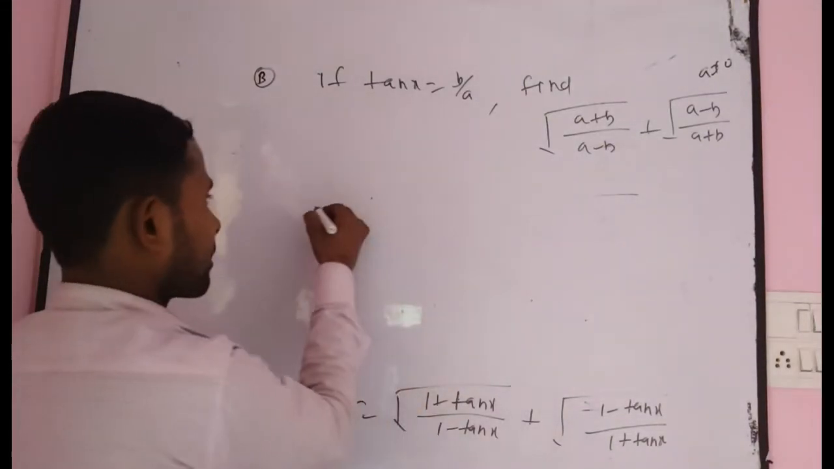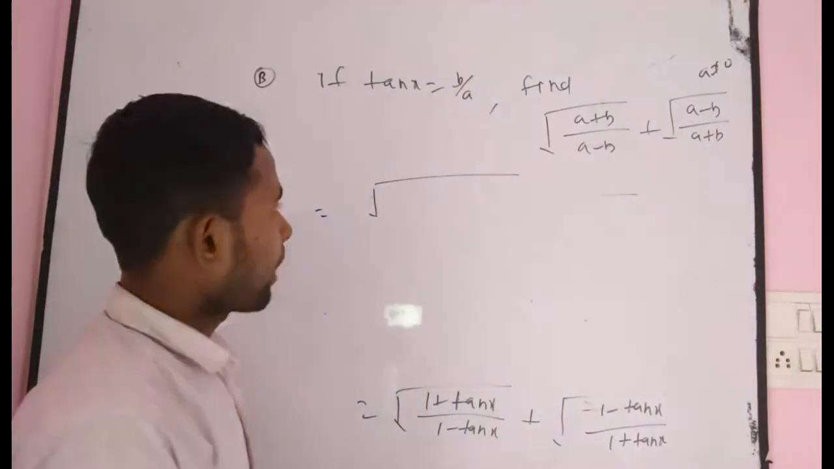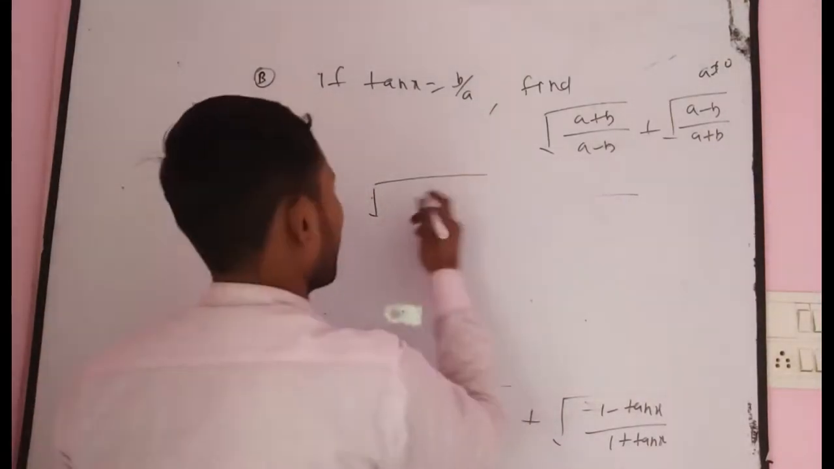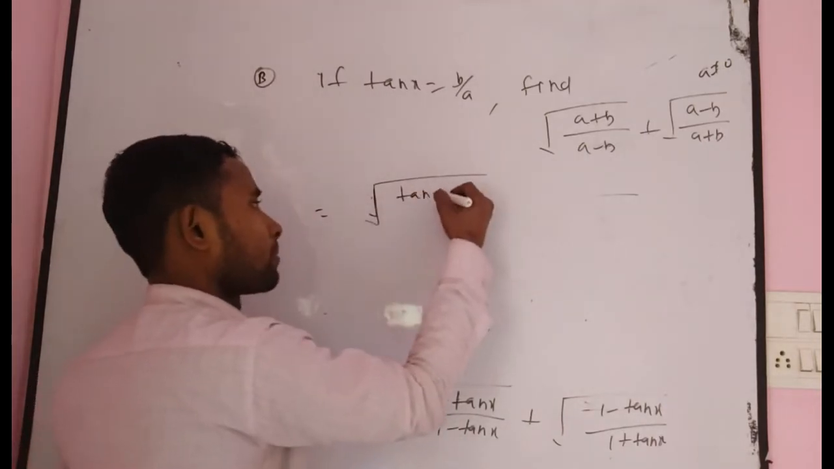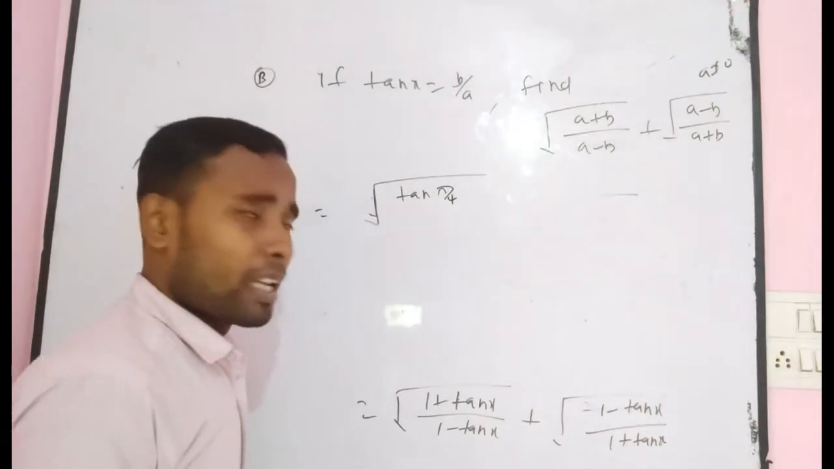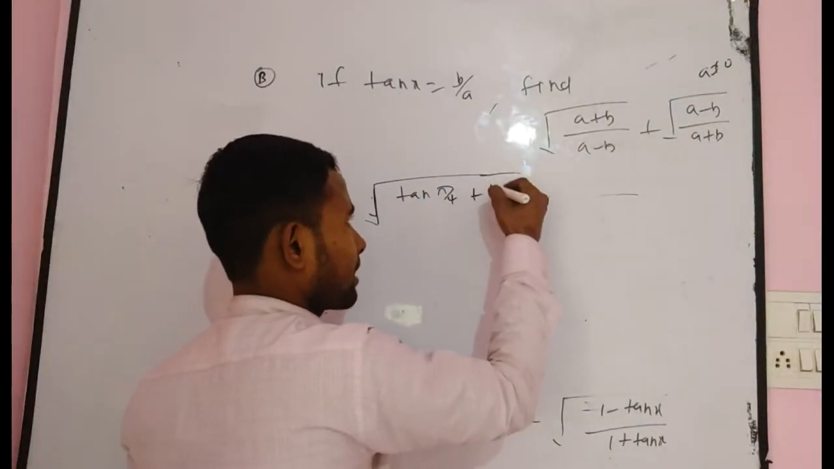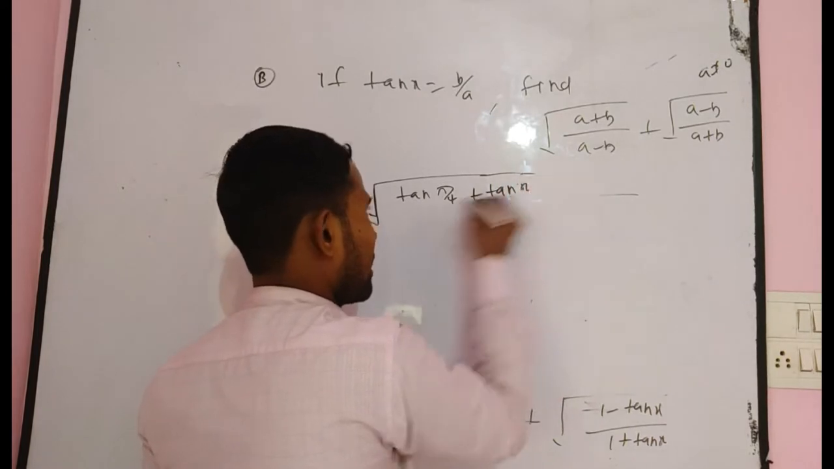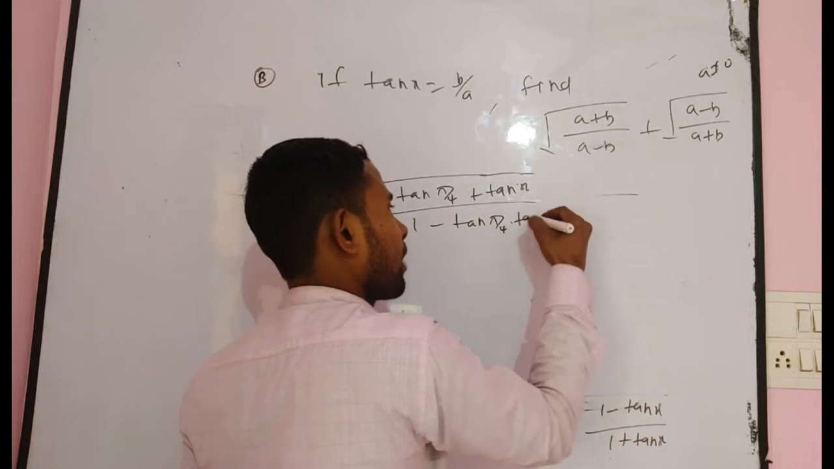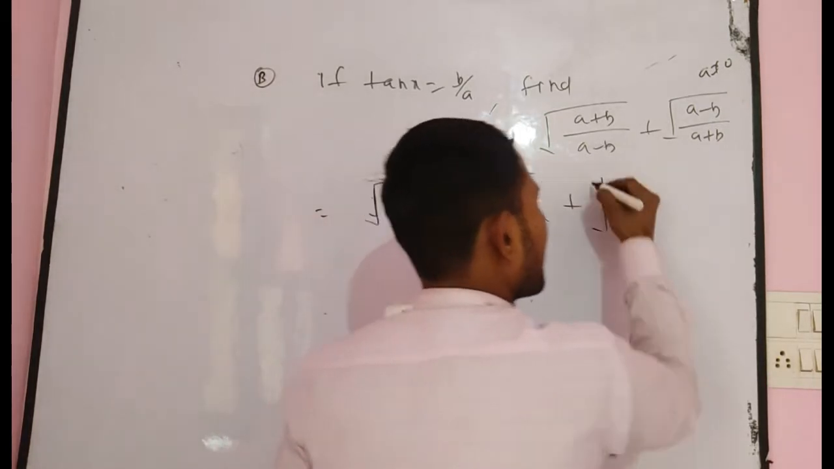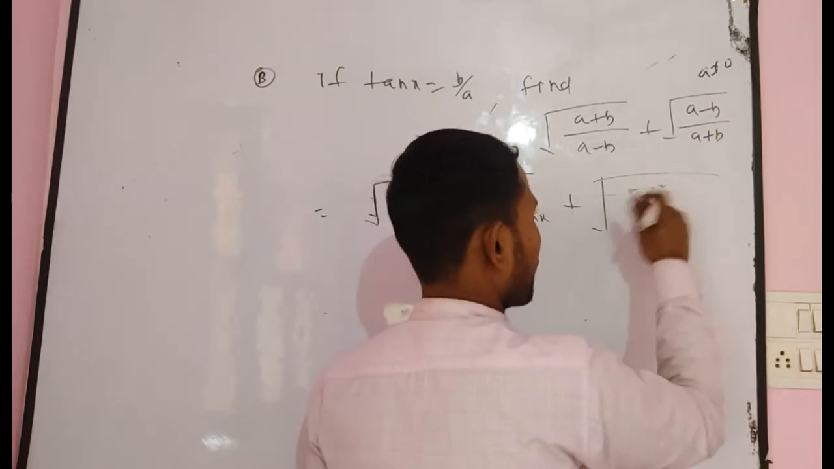Suppose you can directly use the formula if you have remembered it, but if you don't know it, then you have to write a step. 1 can be written as tan pi by 4. Can you write tan pi by 4? If you write 1 as tan pi by 4, plus tan x divided by 1 minus tan pi by 4 into tan x, can you write? Plus here it is equal to tan pi by 4. Here it is equal to what? That means tan pi by 4 minus tan x divided by 1 plus tan pi by 4 into tan x.